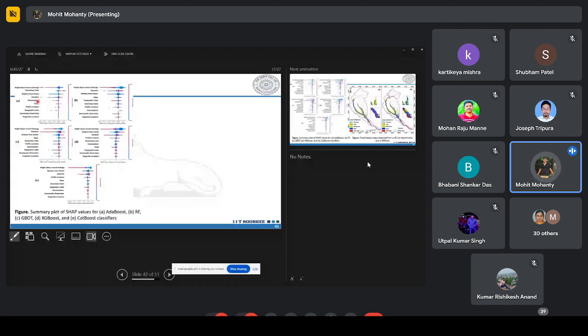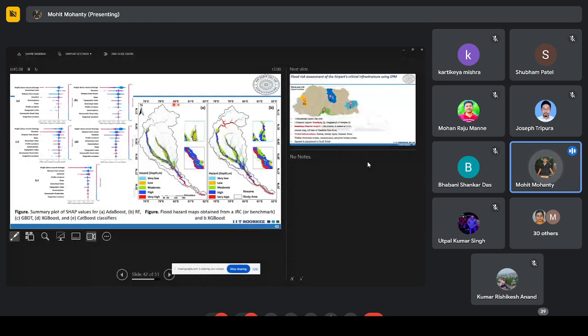Basically, here you can see these indicators, for example height above nearest drainage, downslope index, elevation, profile curvature. Through the Shapley analysis, we can understand which parameter is the most influential on the flood inundation. So this kind of plot will give you that information. In the final map, this is the existing flood inundation map of the Ganga Basin, and this B is the map that we have derived.